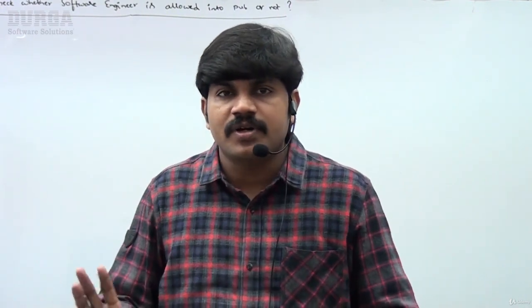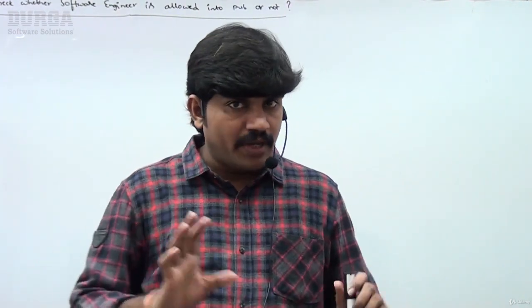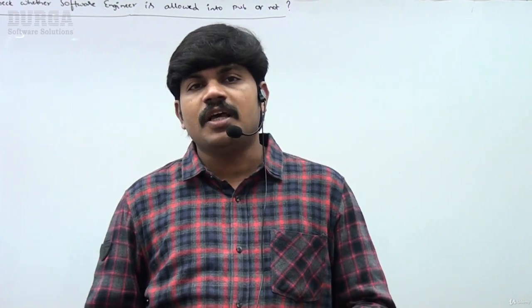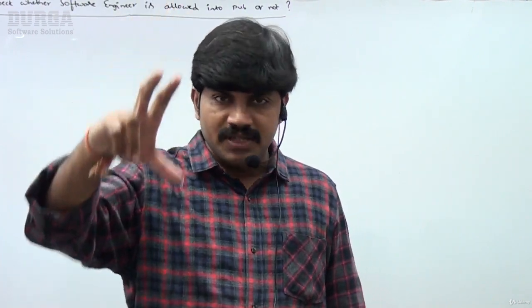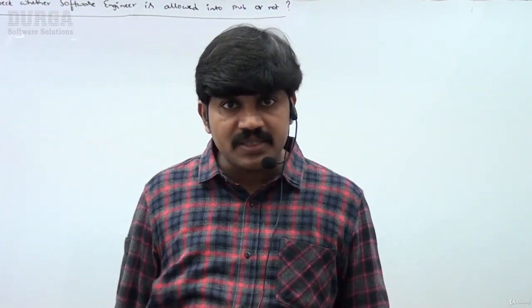Okay, let me convert this total thing into an executable program. First step, I have to write a software engineer class with the required parameters, and then I will create an array of software engineer objects and I will apply the predicate. Now the list of members who are allowed into the pub I want to display. Clear, right? Okay, let me write the software engineer class.